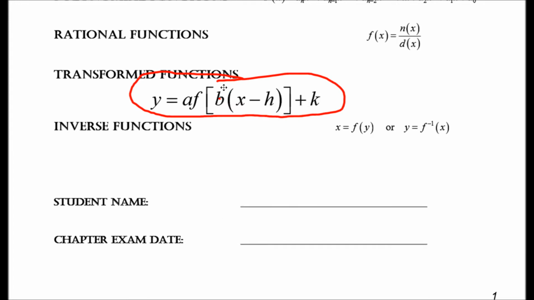If B is negative, this is a reflection in the y-axis. Your y-intercept is going to be invariant. All right? Right here, H. This is a horizontal movement. This is going to move us left, right. Remember, it's backwards. X plus 11, left. X minus 12, right. This is influencing X, by the way. K, influencing Y, is a vertical translation, vertical movement. It makes sense. Plus 13, up. Minus 14, down.